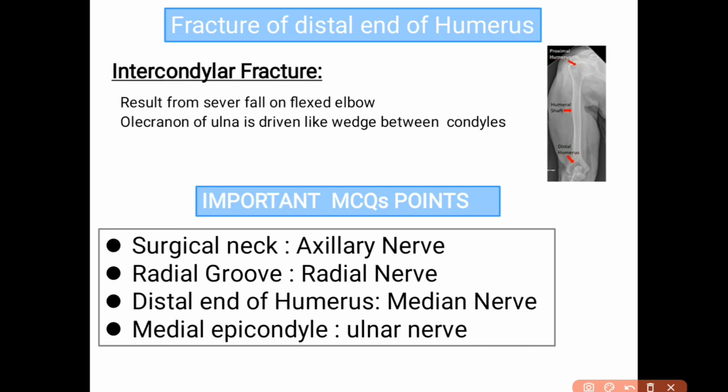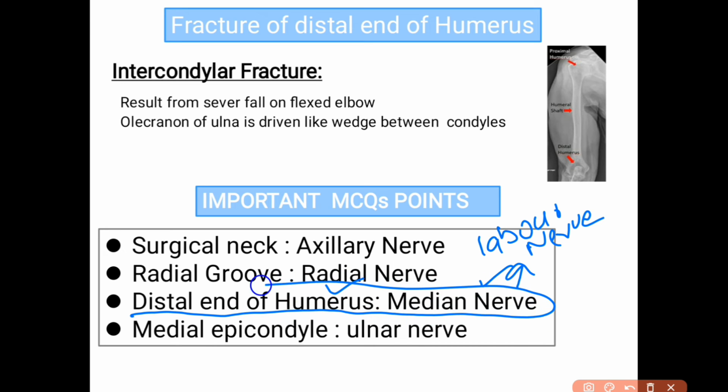Okay, if the distal end of humerus is fractured, then there will be an injury to the median nerve. Median nerve is referred to as the labor nerve. Okay, so here is an MCQ point: a fracture of the distal end of humerus can result in injury to the median nerve.